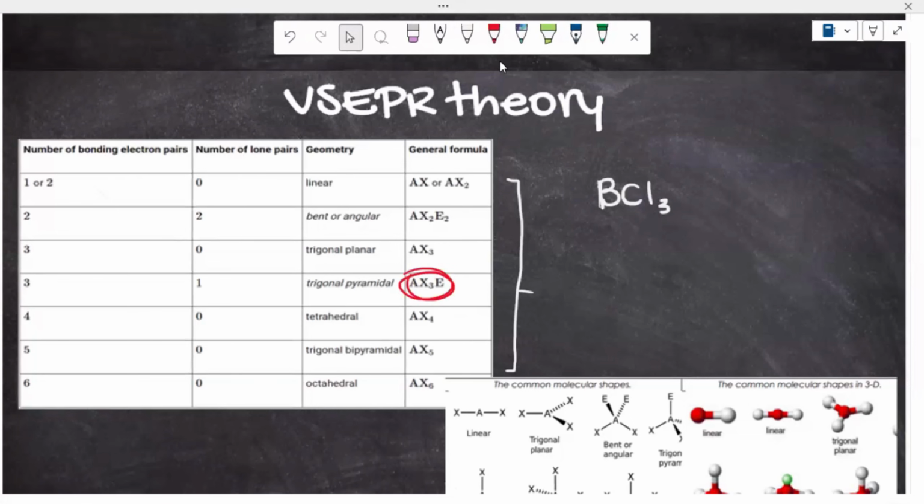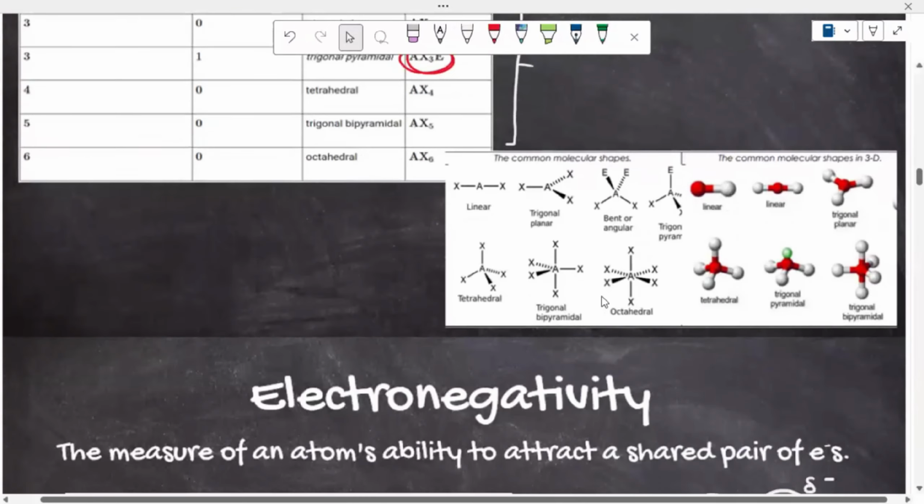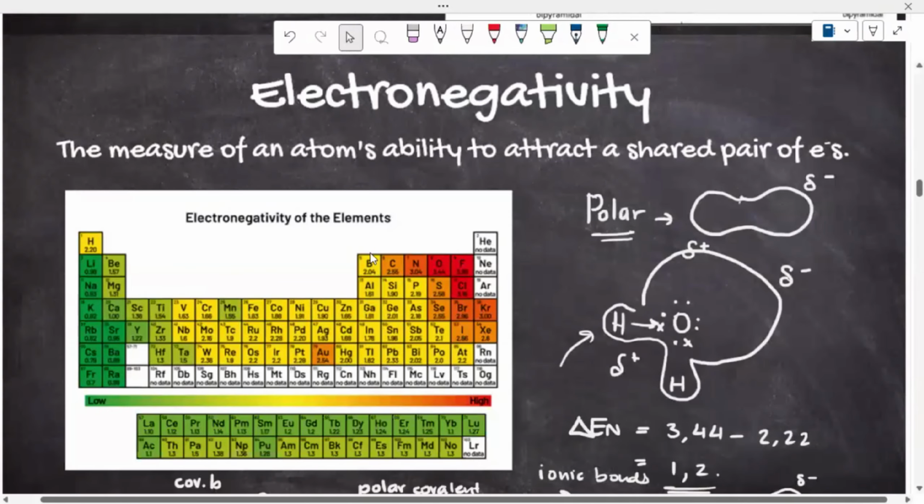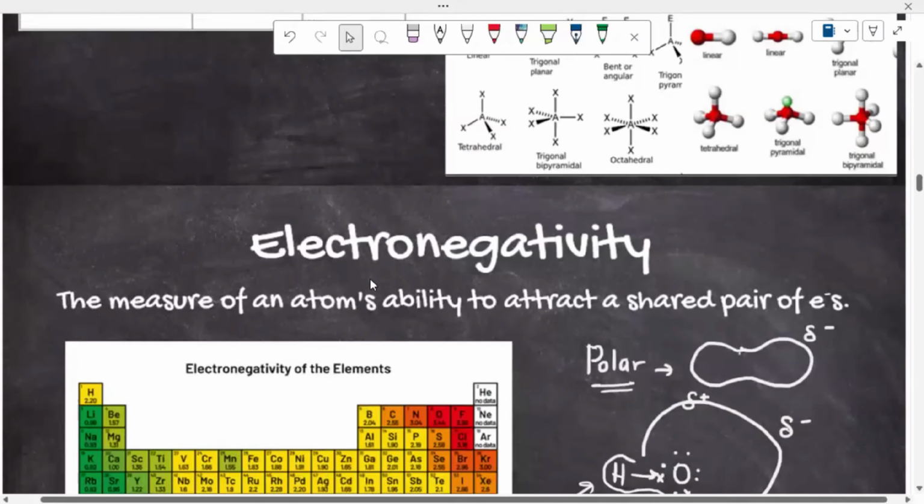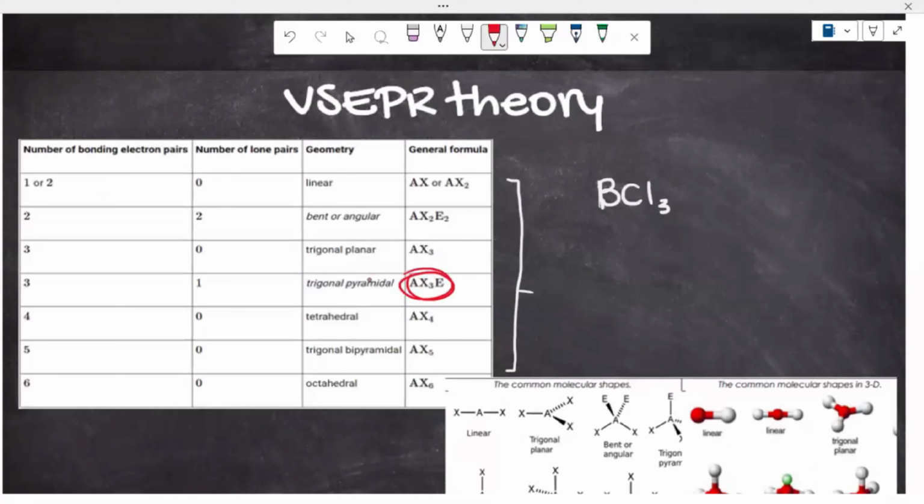Also, if we were to draw it out, we know boron would be our central atom in this case. But okay, it's fine. Let's just stick with this. It's just quicker, right?